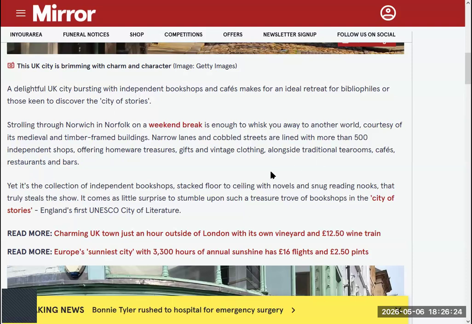Anything else? And the phrase whisk you away, whisk away. It's a phrasal verb, I suppose. Yeah, whisk away.